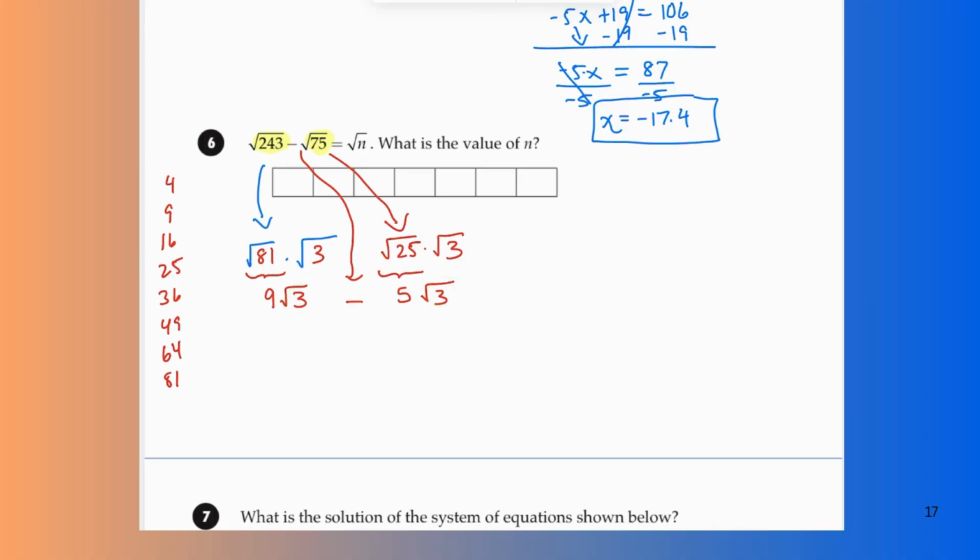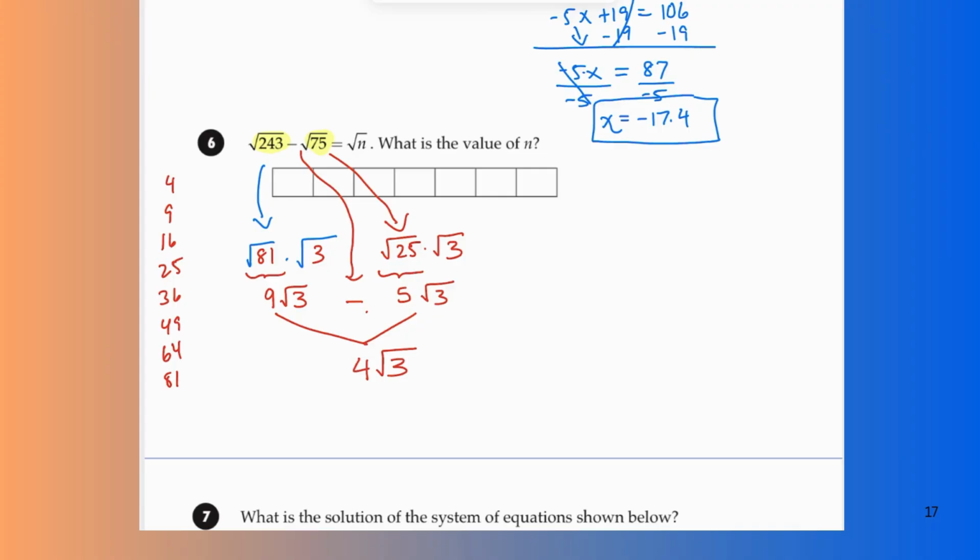And now what you can do is think of it just like you're combining like terms. You would add or subtract the coefficients and keep the variable, right? Same thing's going to happen here. We're going to add or subtract the coefficients. So 9 minus 5, that gives me 4, and we're going to keep what's under the radical sign. So all of that is equal to 4 times the square root of 3.